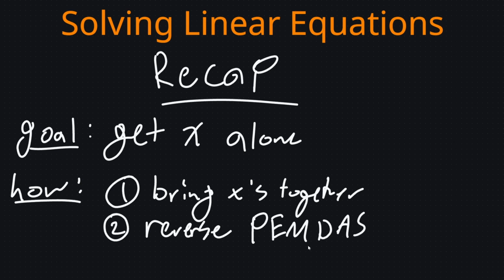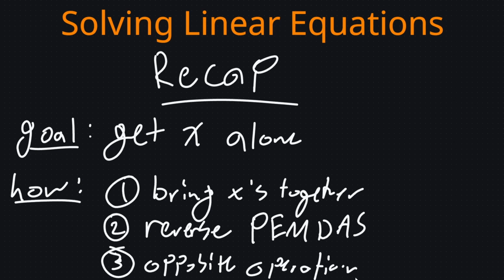So when reading PEMDAS backwards, it tells you what to deal with first. You're going to deal with addition and subtraction before you deal with multiplication and division, before you deal with parentheses and exponents. Lastly, when you've decided what you need to get rid of, you need to perform the opposite operation. Whatever the opposite is of what's happening, you need to perform that.